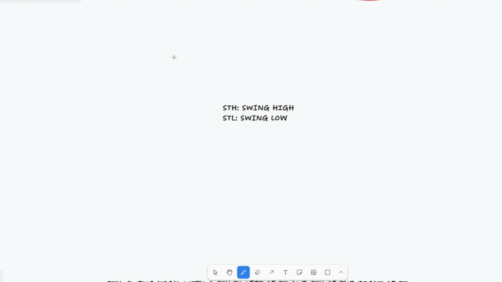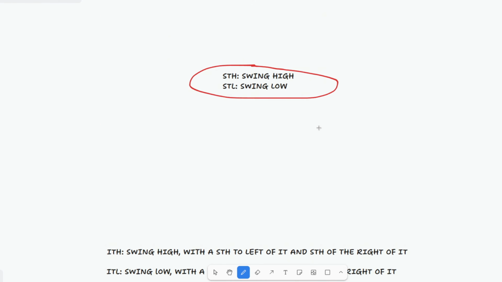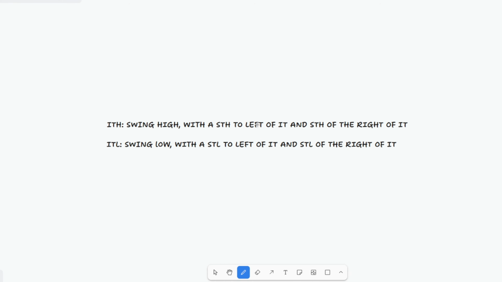So step 2, the rules of advanced market structure. A short-term high and a short-term low. So this is the smaller version. Short-term high is a swing high, while short-term low is a swing low. As simple as that. The ones I explained without anything, they are just swing high and swing low, short-term high, short-term low. Now, why am I telling you this?